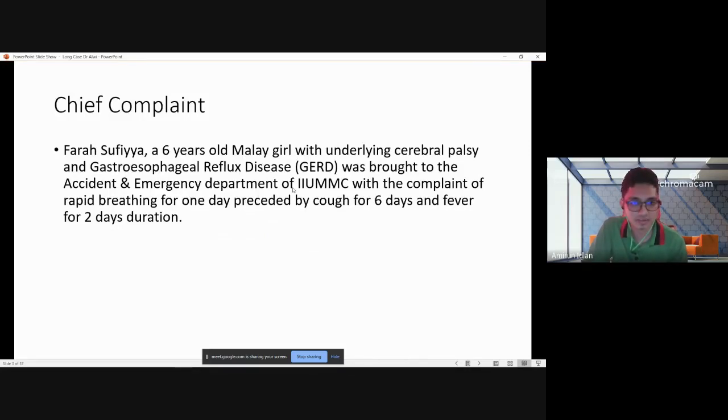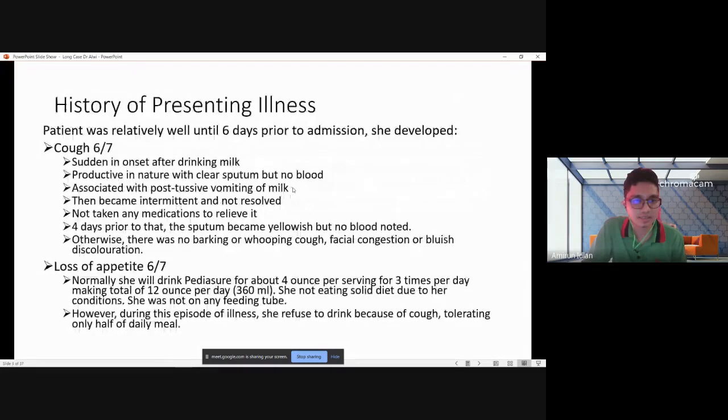was brought to the emergency department of IMC with complaint of rapid breathing for 1 day, preceded by cough for 6 days, also fever for 2 days duration. So for history of presenting illness, patient was relatively well until 6 days prior to admission. She developed sudden onset of cough after drinking meds. It was productive in nature with clear sputum, but not any blood noted. It was also associated with post-tussive vomiting of the milk. Then the cough from the first episode became intermittent and did not resolve after that.